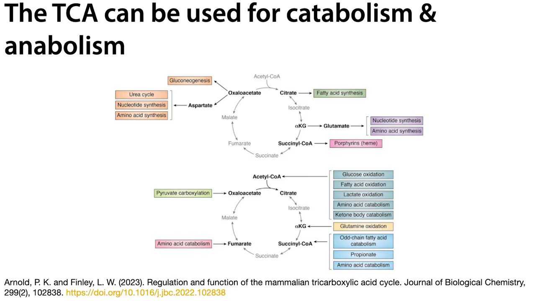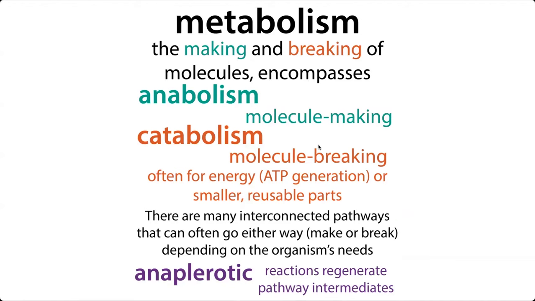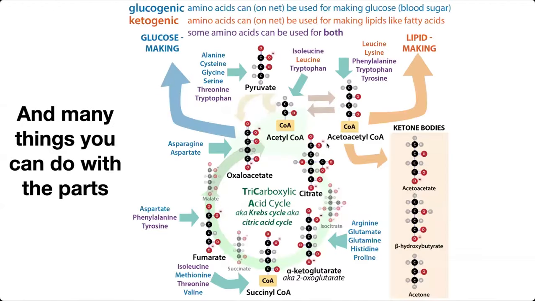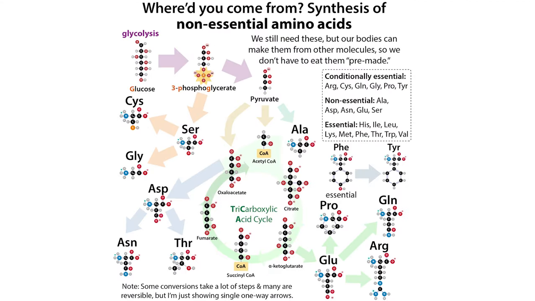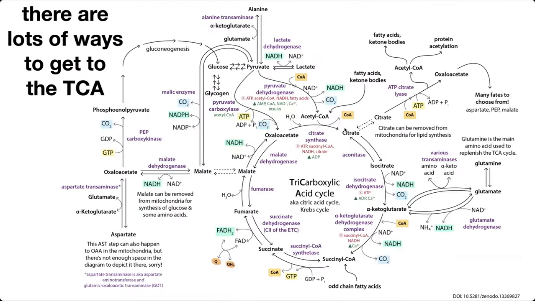That is for the purposes of building molecules. We can do this if we siphon pieces away from the citric acid cycle for other uses, such as gluconeogenesis, making glucose, or lipogenesis, making lipids. We can also make things like ketone bodies, or we can make amino acids. Lots of cool things that we can do with parts from the citric acid cycle, and we can get those parts into the citric acid cycle from a variety of different sources.